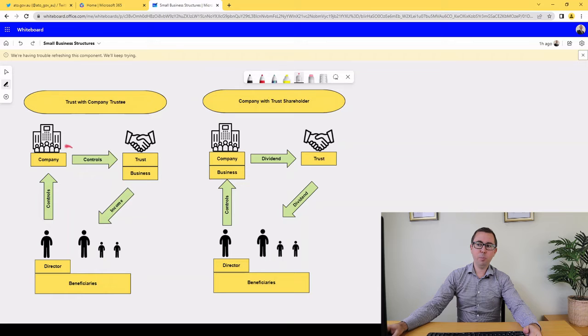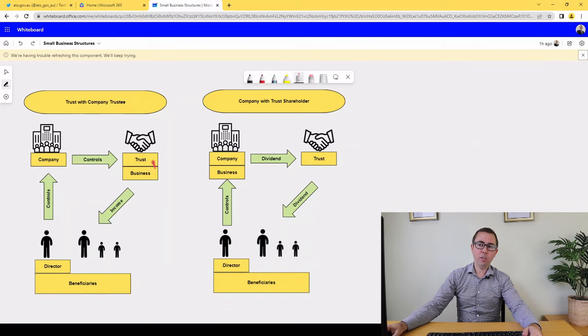So what happens is the business is run by this company. The trust makes the profit from the business, and then it allocates out the income to your beneficiaries, which are usually yourself and your family. Just like before, the company also has a director that controls this company.